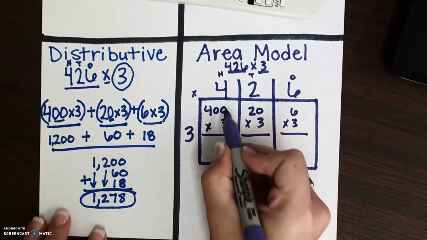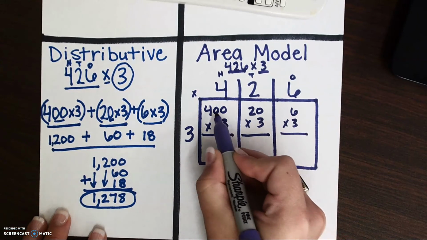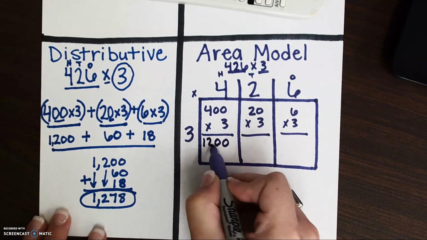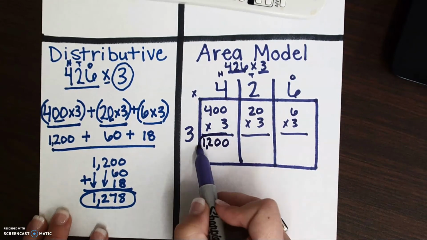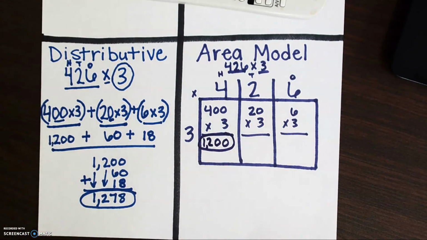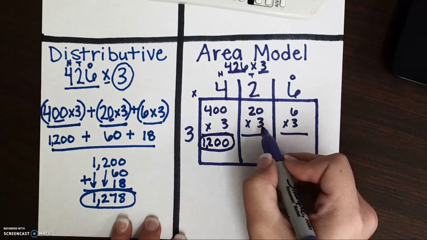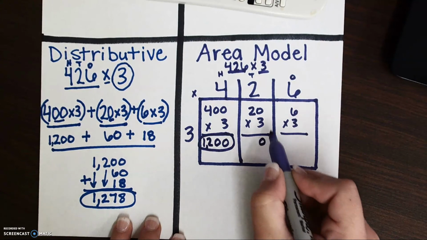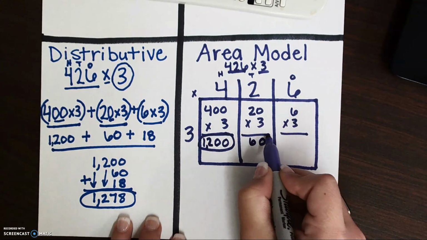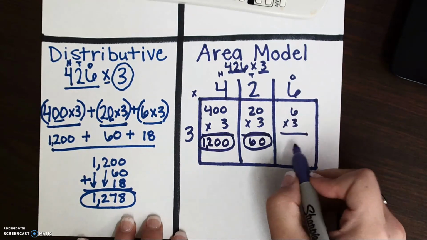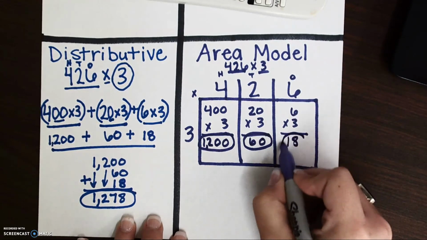All right, 3 times 0 is 0. 3 times 0 is 0. 3 times 4 is 12. So there's one of my box's answers. In a minute, I've got to add all of my answers up, so we're not finished. 3 times 0 is 0. 3 times 2 is 6. There's another box's answer. And 3 times 6 is 18.